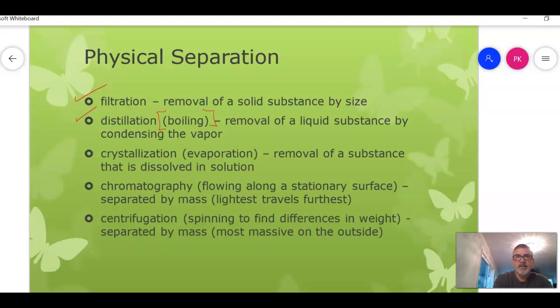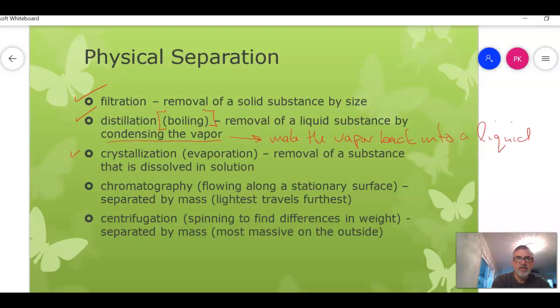So in distillation, I condense the vapor. Whatever comes out as a gas, I'm going to condense and make it back into a liquid. This is what they do in the alcohol industry, because alcohol boils out of water faster than the water boils. So the alcohol vapor comes out, and they put it in the distillery, and it condenses that vapor and it turns back into a liquid. It's alcohol.